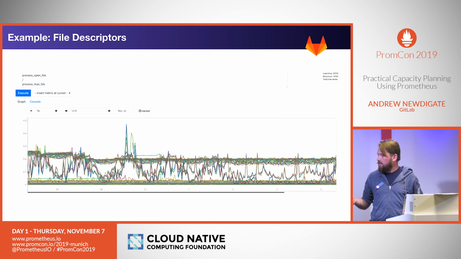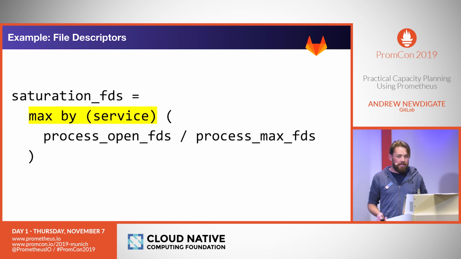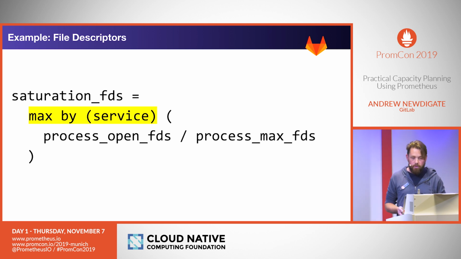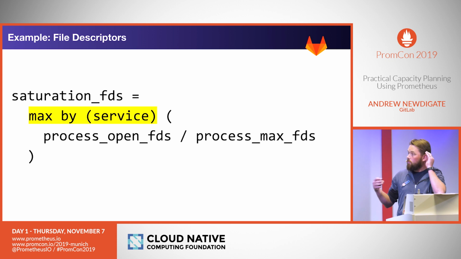But the problem here is that there's just way too much data. On this graph, there are 2,000 different series, and that's too much. So what we want to do is aggregate that up to the service level. We aggregate up to the worst case for each service. This is a really important distinction, because it's always the worst case that is the thing that's going to cause the bottleneck.